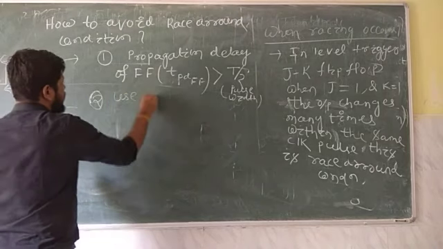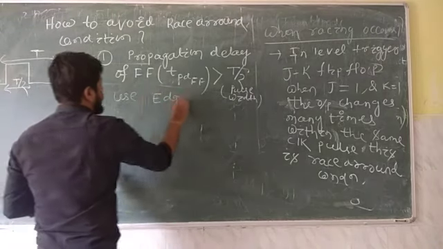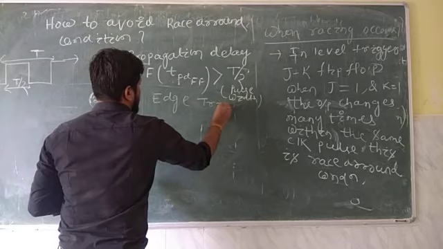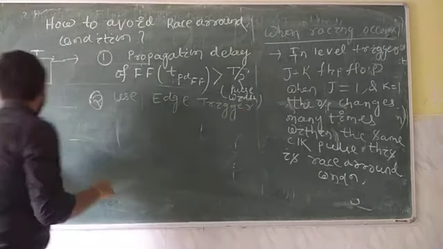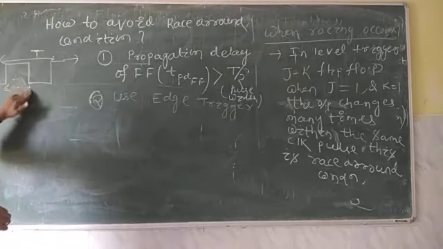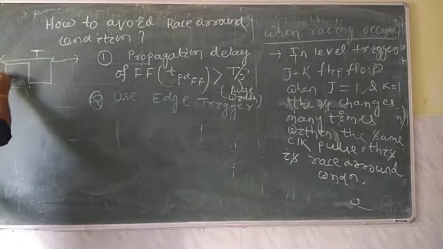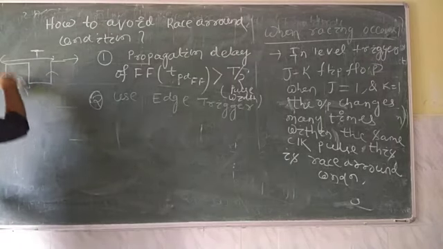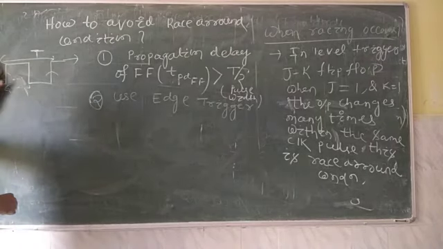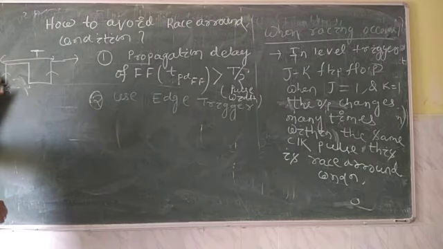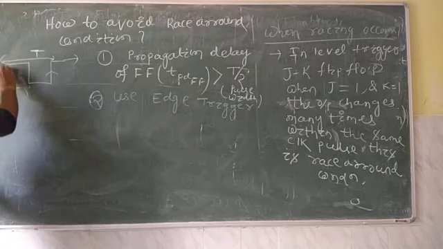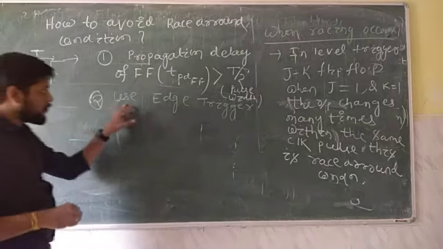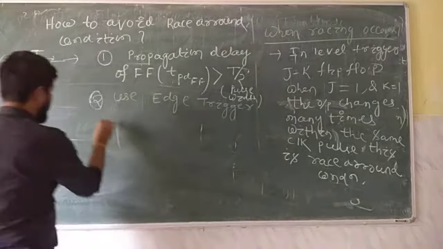Second case will be to use edge trigger. Edge trigger means, in level trigger you have the pulse width, but in edge trigger the circuit responds only at this instant, at this edge only. I have already explained you. In edge trigger, at this edge only your circuit is going to respond. So use edge trigger instead of level trigger.